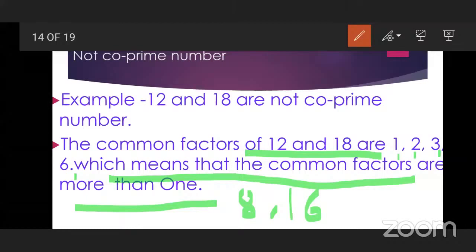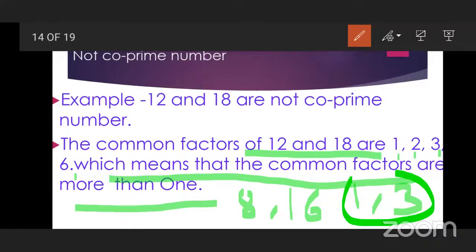So which are co-prime numbers? Suppose I give you one example like 1 and 3. So 1 and 3, this is a co-prime number.